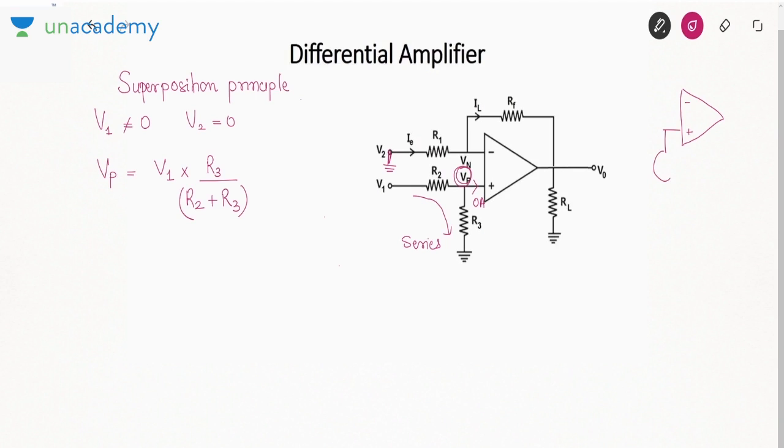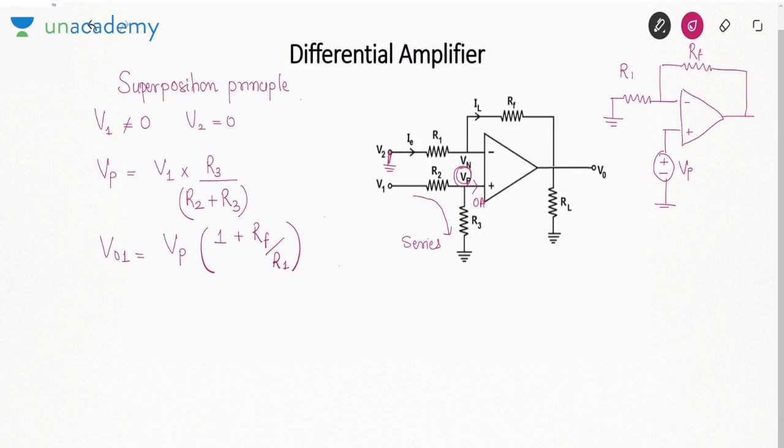This source here is VP. This is R1. This is RF. Now this is simply a non-inverting amplifier. And what is the output voltage of a non-inverting amplifier? VP multiplied by gain. Gain is 1 plus RF over R1.